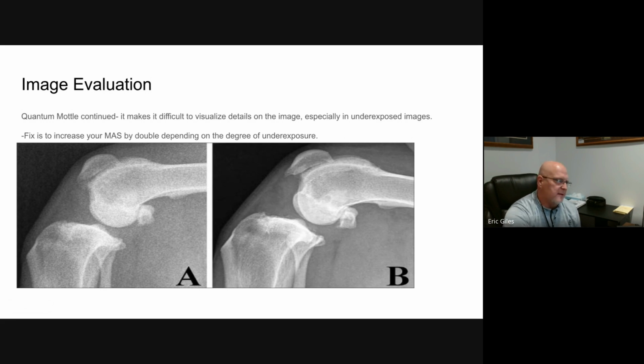But that is quantum mottle. Just make sure you know what that is and how to see it on an image. You'll see these a lot on chest x-rays or abdomens or pelvis, just because they're bigger body parts and there's a bigger chance that you're going to underexpose. If that does happen, your image comes out really light, really grainy, you need to up your mAs technique by at least a factor of 2, if not 3 or 4. So anyway, cool. That's quantum mottle.